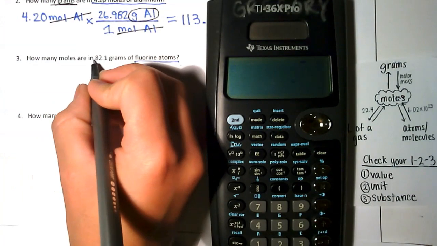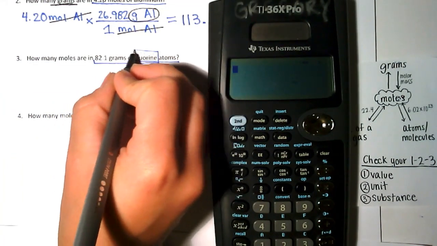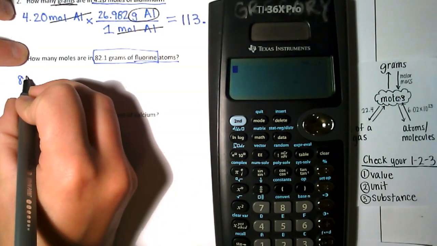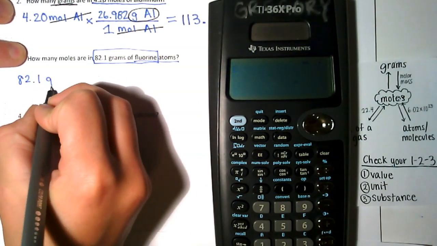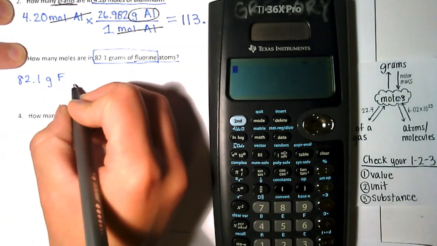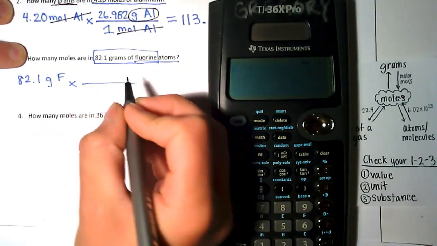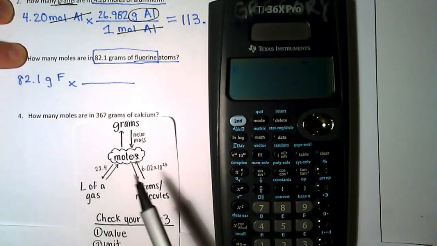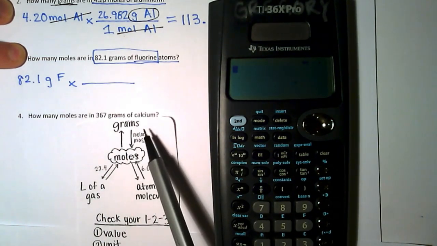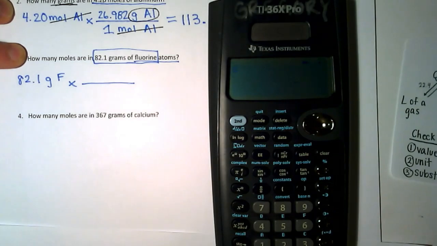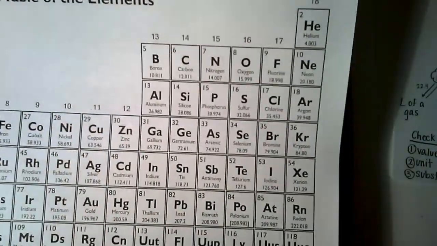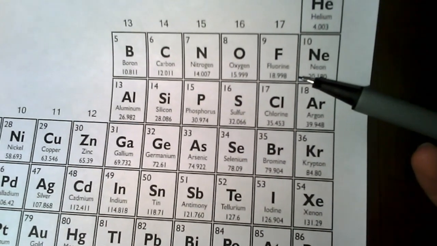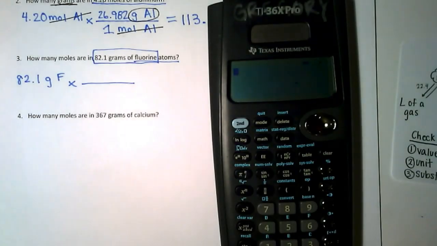So we can start out with 82.1 grams of fluorine. It's our given value, substance, and unit. 82.1 grams of F, multiplying by a conversion factor. Looking at our chart, we're making that same conversion between grams and moles. We're going to use our molar mass once again. Fluorine has a molar mass of 18.998 grams in 1 mole.